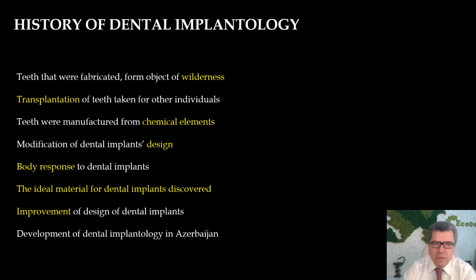The history of implantology includes teeth that were fabricated from objects of wilderness, transplantation of teeth taken from individuals, teeth manufactured from chemical elements, modification of dental implant design, body response to dental implants, discovery of the ideal material for dental implants, and improving the design of the dental implant. I will also give you information about the development of dental implantology in Azerbaijan.